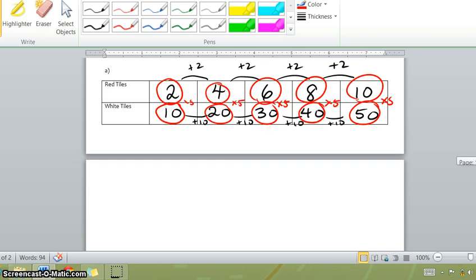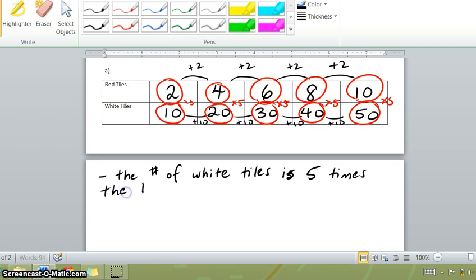So you can conclude that the pattern is that the number of white tiles is 5 times the number of red tiles.